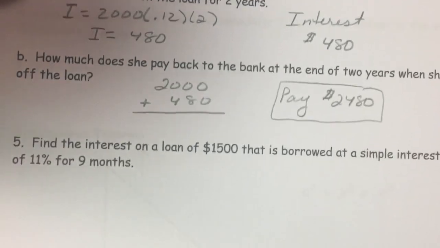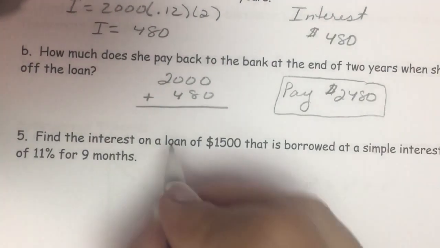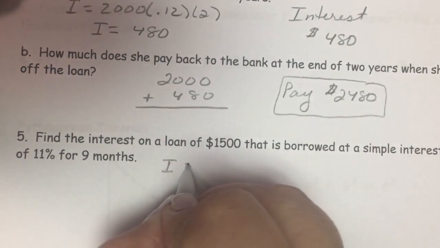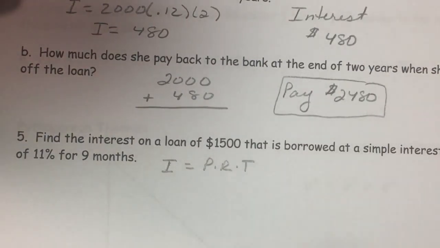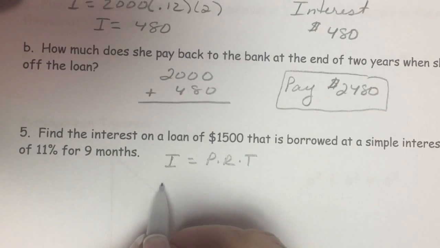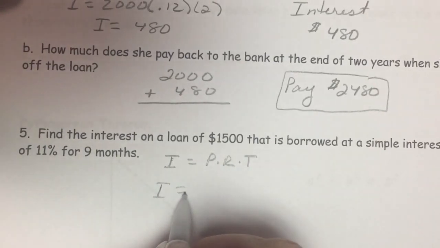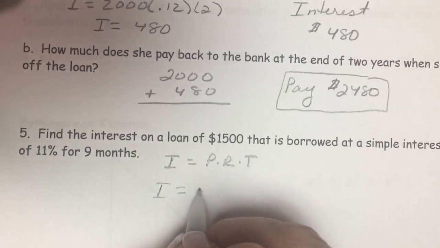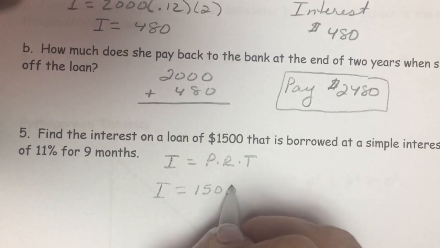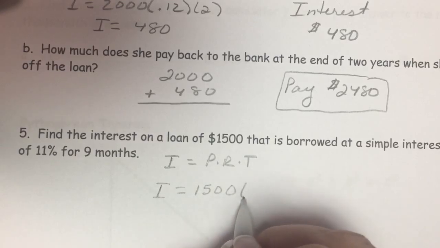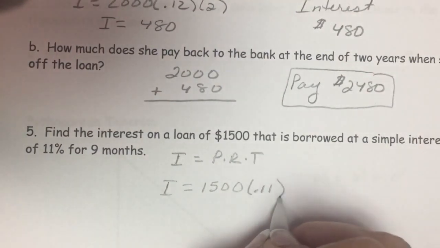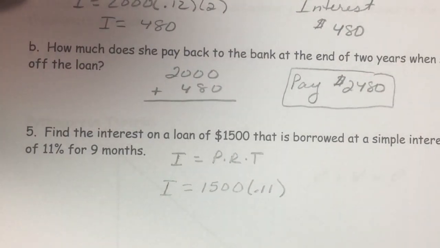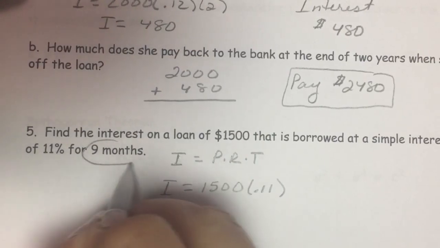Okay, here's our last example. Now again, it's an interest problem, so we're still going to use interest equals principal times the rate times the time. So find the interest on a loan of $1,500. So again, $1,500, that is our principal, times our rate. It's 11%, but we would put in 0.11. Now, here's the tricky part. It is only for 9 months.